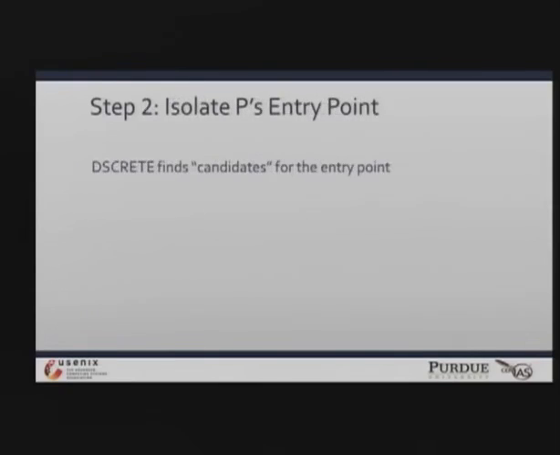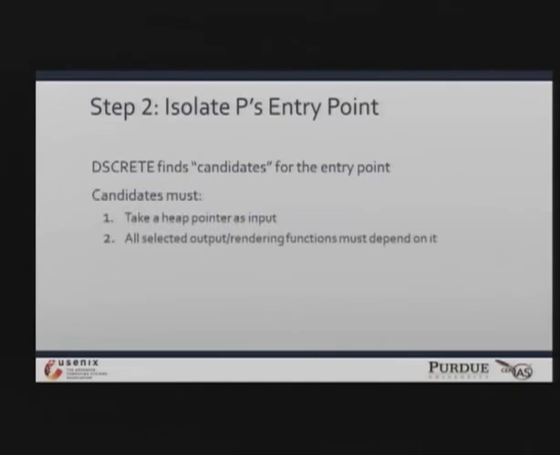So now in step 2, once we've isolated that whole output component in the application, we're going to want to find the entry point to that P function. Here we define the entry point as an instruction within that larger output component that takes as input a pointer to some data in the heap. And then all of the future output functions that the investigator selected have to be dependent on that entry point.